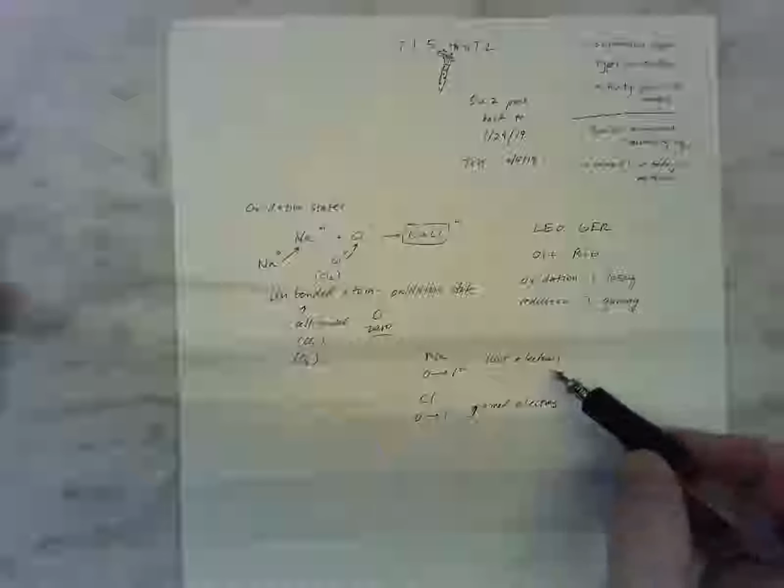All right. So he gained electrons. All right. So chlorine is oxidized. No, wait. Hold on. Let's see. Sodium loses electrons, and so he's oxidized.